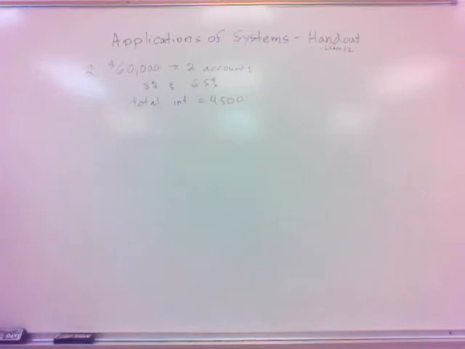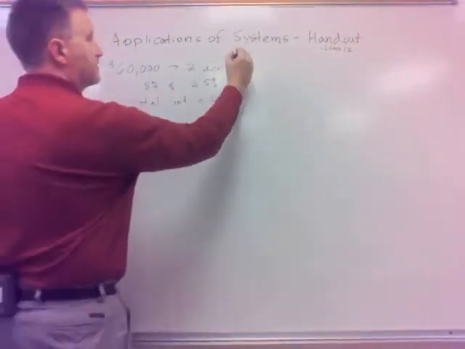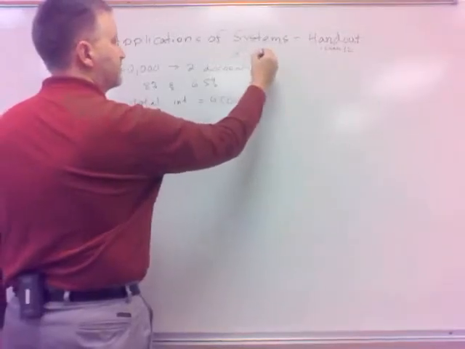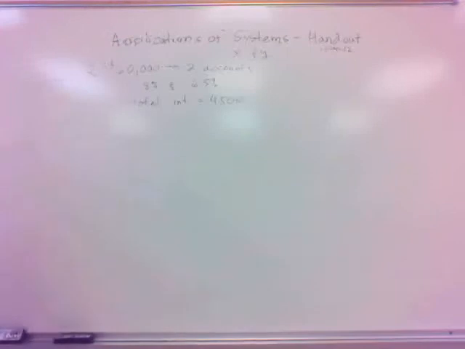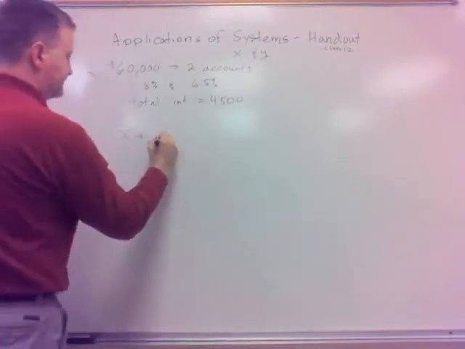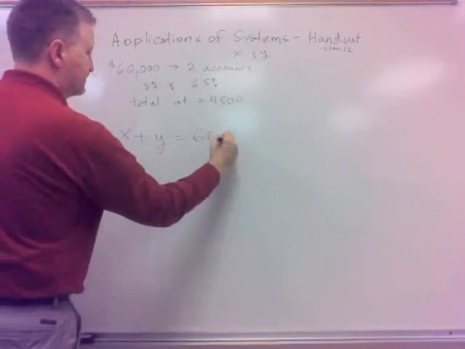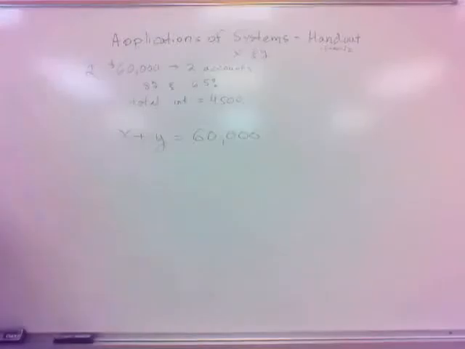All right. Since we are on the idea of systems, let's see if we can get a system out of this. If we have two accounts, we've got two amounts. Let's call the amounts X and Y. And so if there's $60,000 invested in those two accounts, doesn't it seem to reason X plus Y would equal 60,000? I think so.